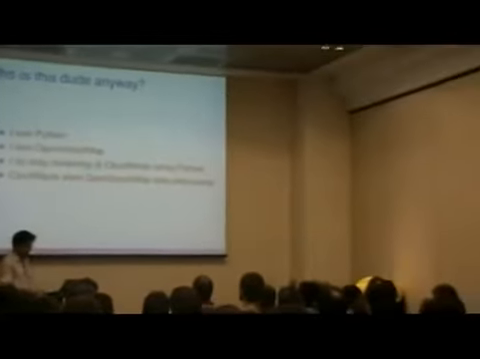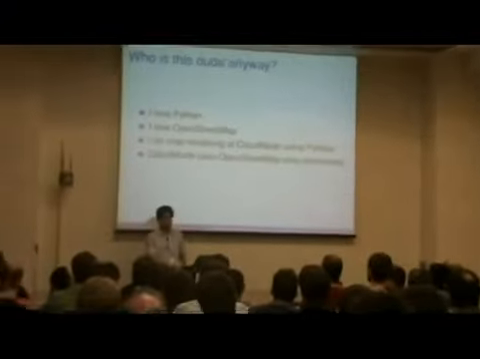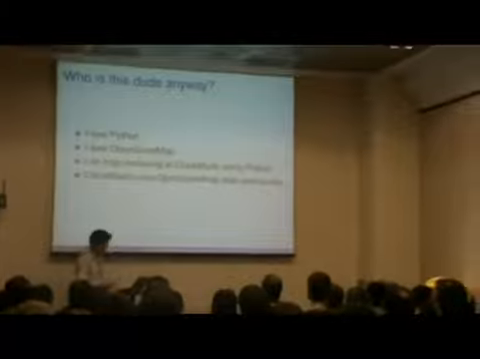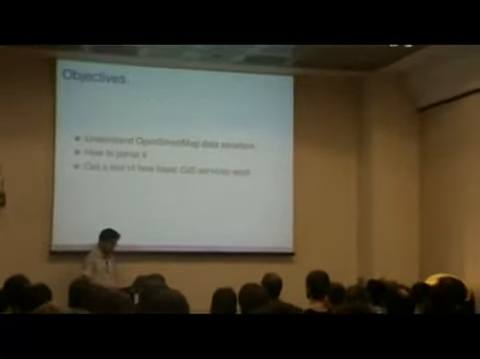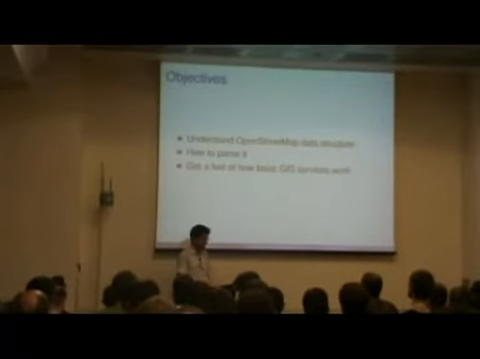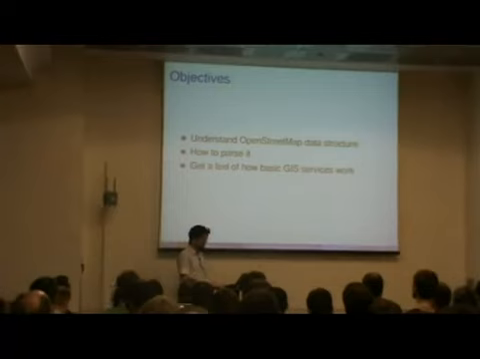I work for CloudMate, I do map rendering stuff, and it just happens so that CloudMate uses a lot of OpenStreetMap data, and well, it kind of fits my interest here. So what is this talk about? This talk is mostly about OpenStreetMap data structure and how you can use it to create map services, such as routing, rendering, geocoding, and stuff like that.